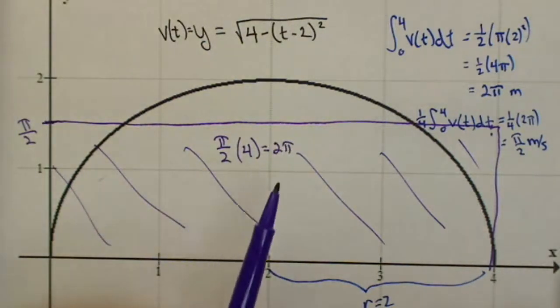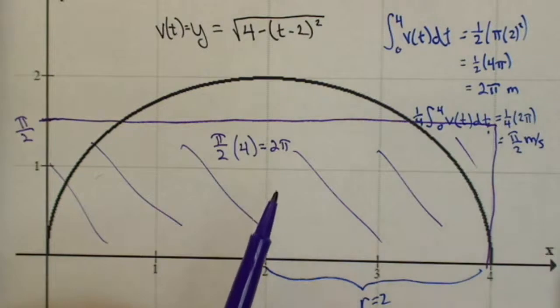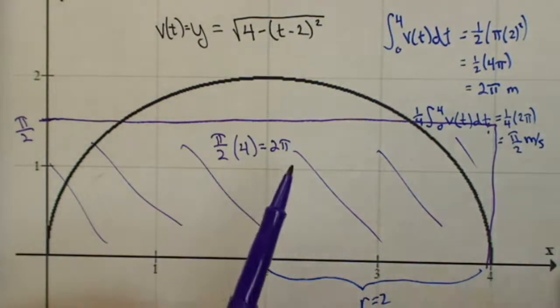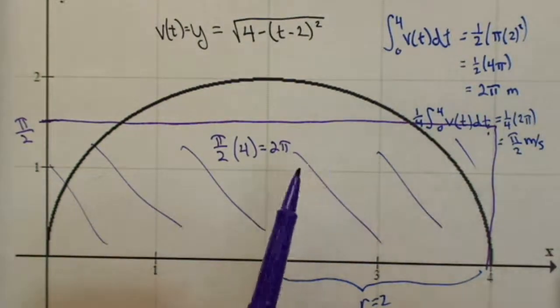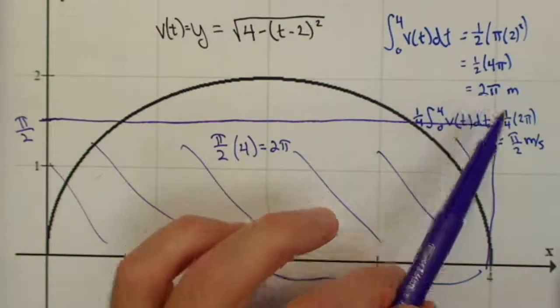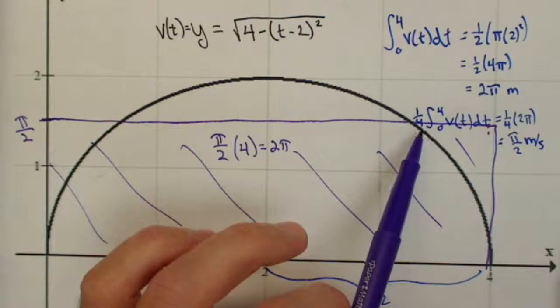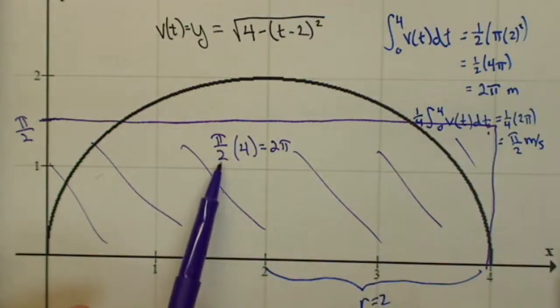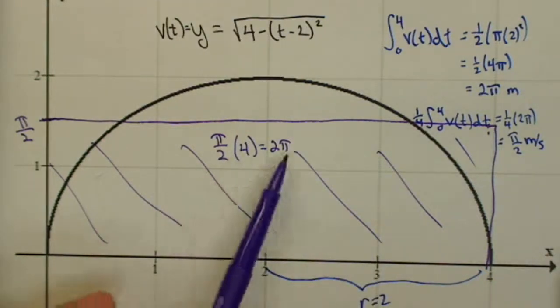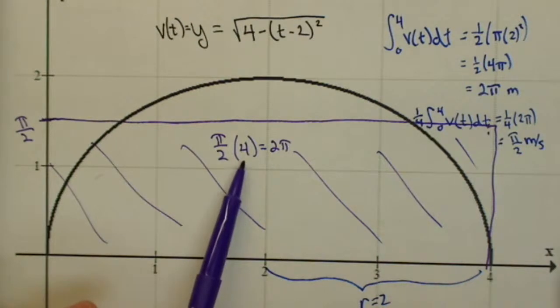So we're looking at the same thing in two different ways. First off, we're saying that if we know the distance traveled, 2 pi meters, we can find the average velocity by dividing by the number of seconds. Secondly, we're saying if we know the average velocity, we can find the distance traveled by multiplying it by the total time.